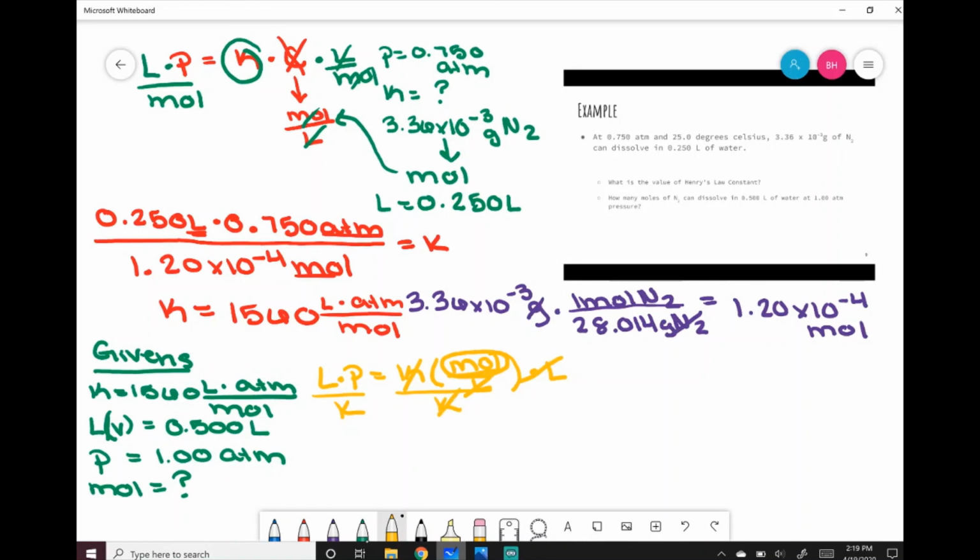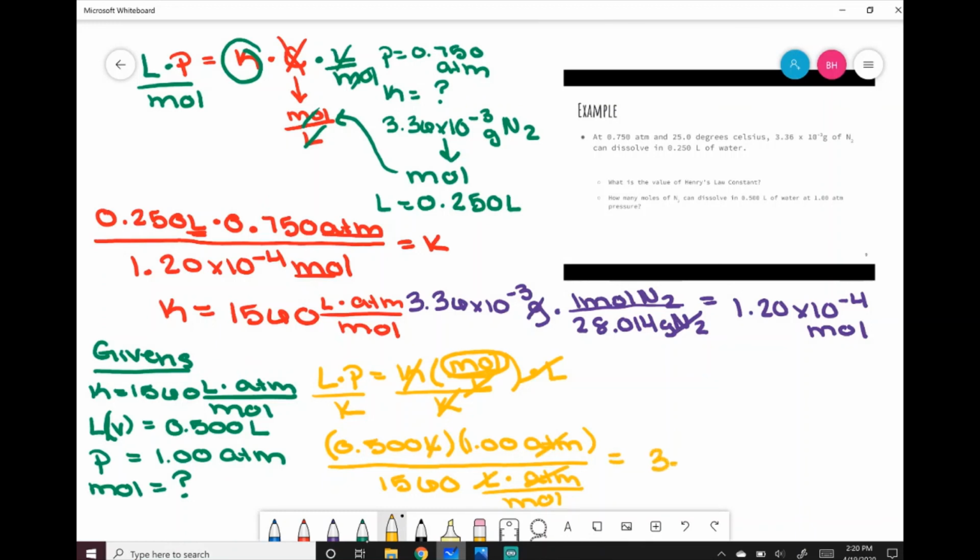So let's go ahead and plug things in. I have my liters, which is 0.500 liters. My pressure, which is 1.00 atmospheres. And then my constant, which is 1560 liters times atmospheres over a mole. If you notice, my units cancel out, and I'm left with the units of moles. And if I calculate that out, I will get 3.21 times 10 to the negative 4th moles.